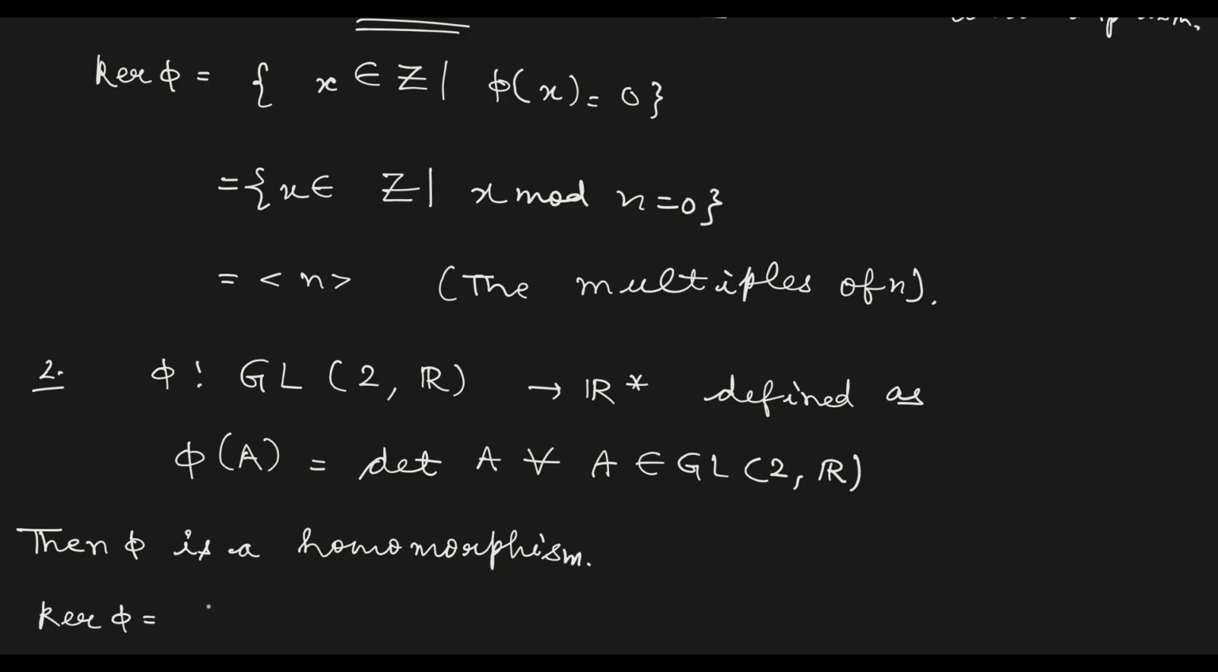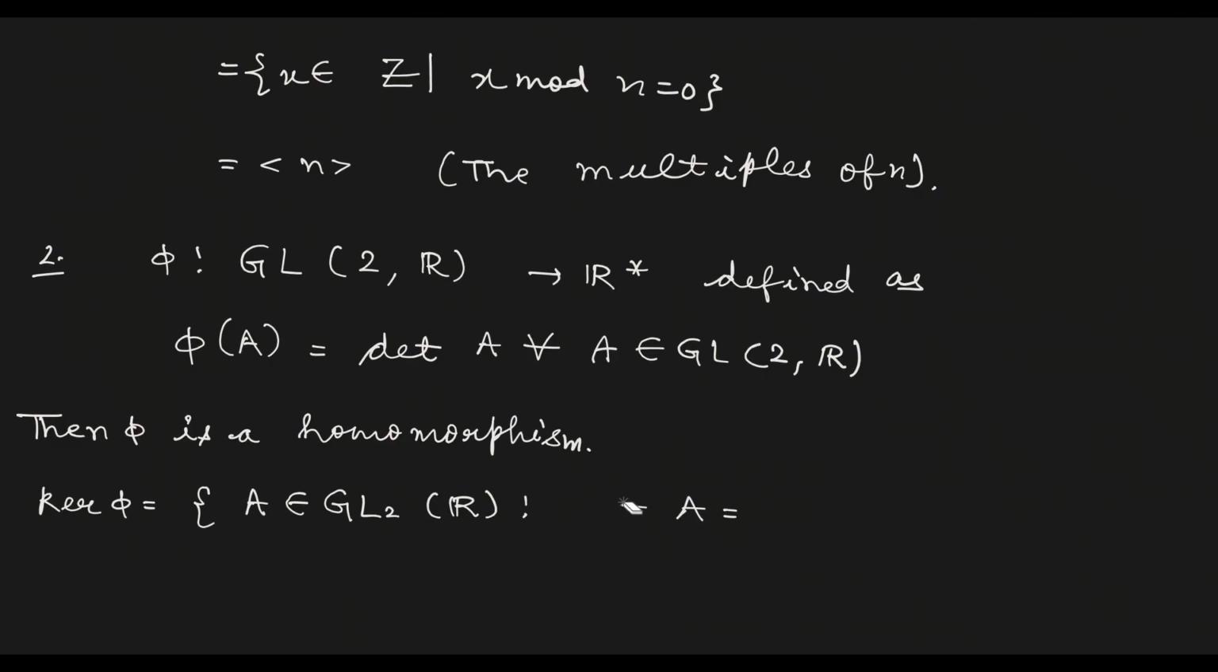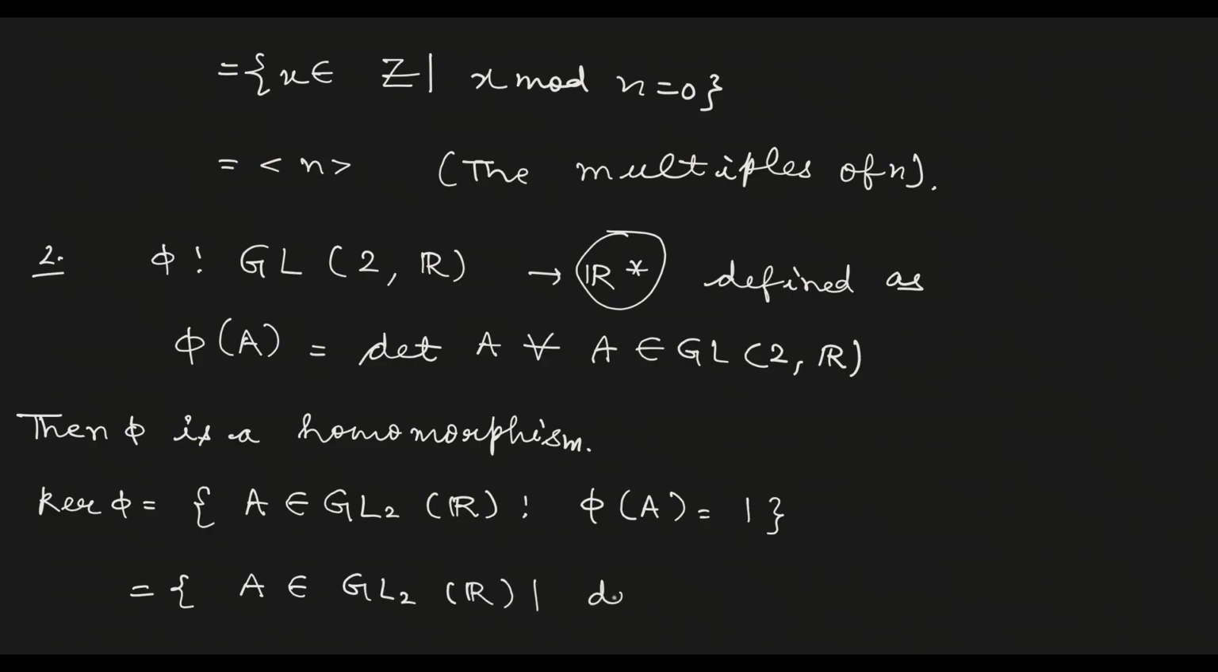Kernel phi, A belongs to GL 2, R such that determinant of A is equal to, means phi A is equal to the identity of the codomain. This is R star. This is a group with respect to the multiplication operation. So identity will be 1. Determinant of A is 1. Can you tell me what will be the kernel?